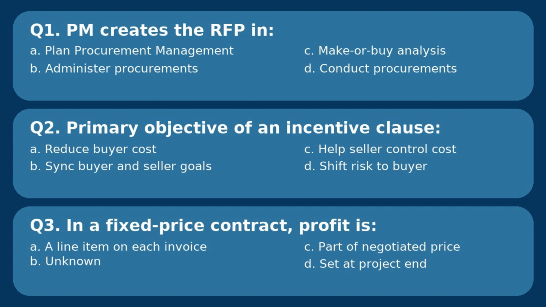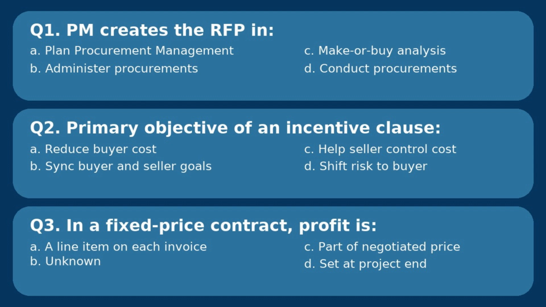Reduce buyer cost. Sometimes that happens, but that's a side effect. It is not the main purpose. Help seller control cost. That is internal to the seller. Incentive doesn't magically control their cost. Shift risk to buyer. That is a contract type thing. It's not an incentive thing. So we need to remember this for the exam. Incentives equal alignment. We pay more if you hit the outcomes we care about.